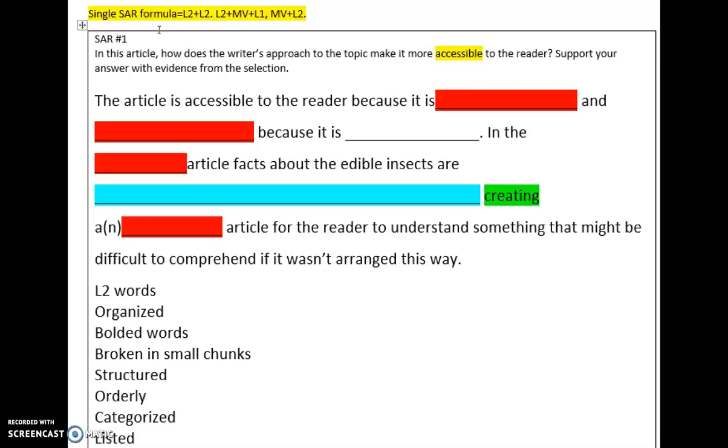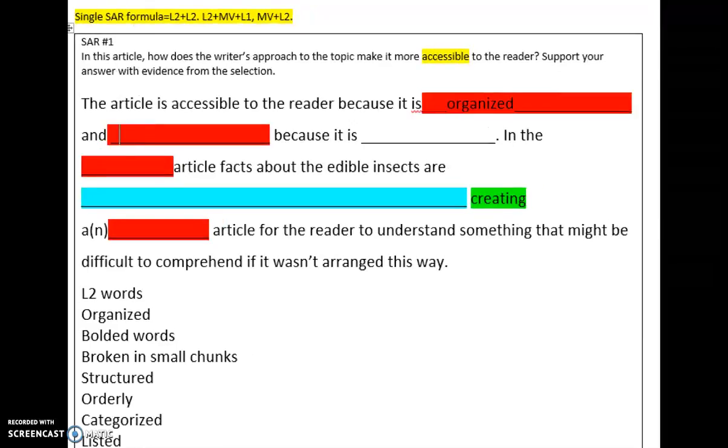So this is my list down here at the bottom, and then I'm going to take that list, and if I don't know too many words, I'm going to use the source at this point, and then I'm going to choose what words to use. And so I might say something like it is organized and structured, or organized and categorized. I think that's even a better word. So I'm going to say the article is accessible to the reader because it is organized, and remember, L2 words are adjectives. They describe something. And categorized.